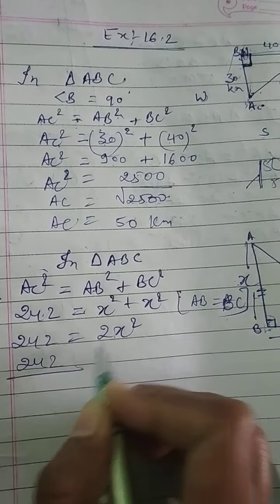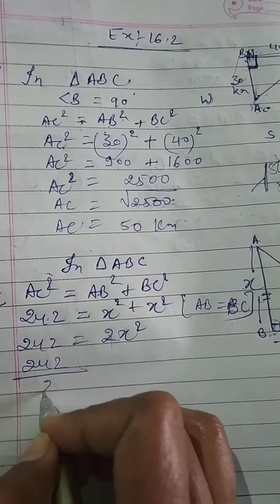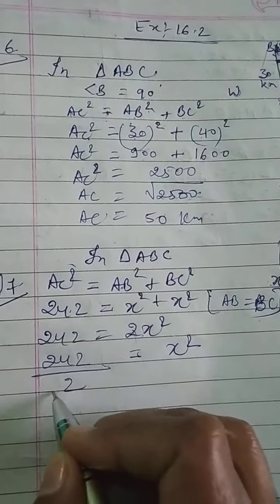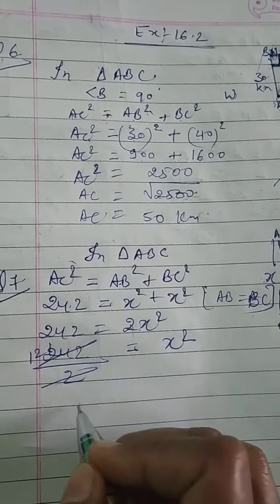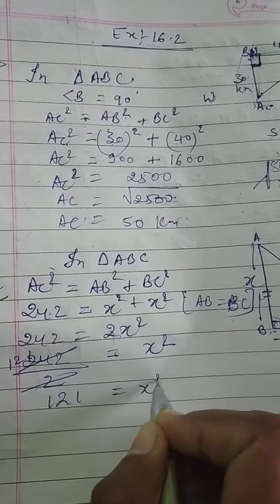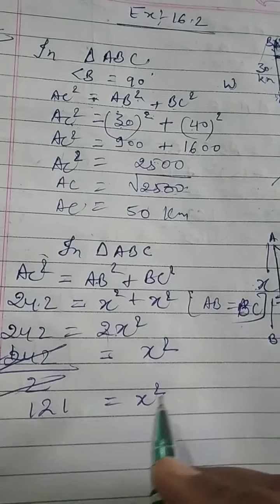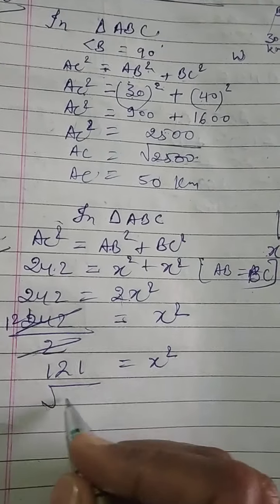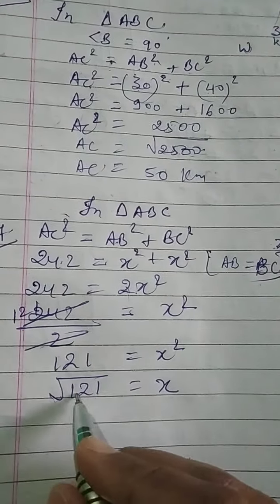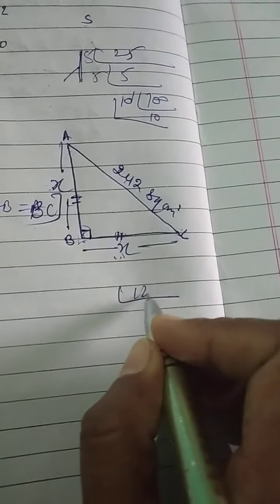Now 242, this 2 is in multiplication, so it will come to this side in division. Just cancel out 2 and 2, 2 2s are 4. 121 is equal to x square. We have to find the value of x. So this square will go to this side and it will become root. So 121 root will be equal to what?